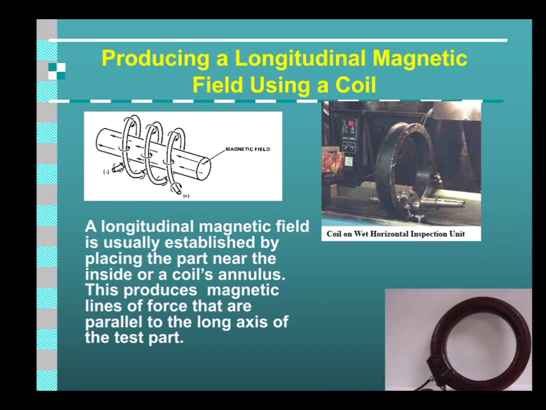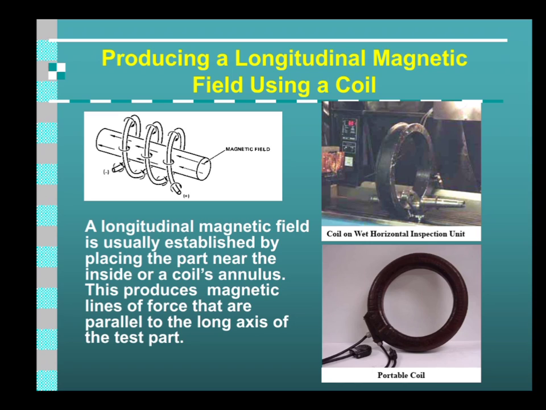Producing a longitudinal magnetic field using a coil. A longitudinal magnetic field is usually established by placing a part near the inside of the coil's annulus. This produces magnetic lines of force that are parallel to the long axis of the part.